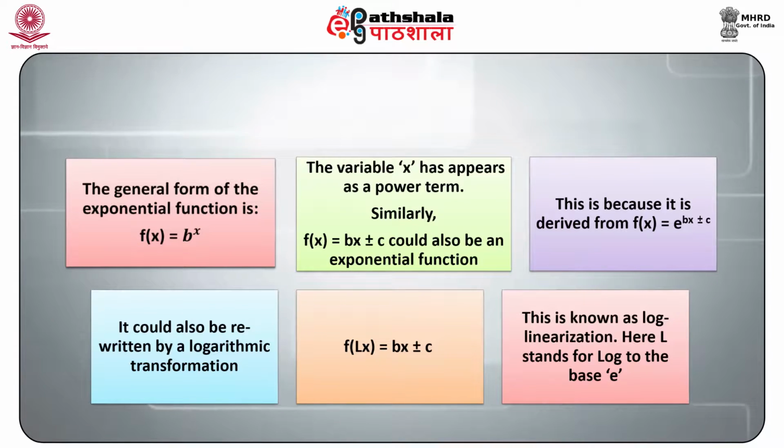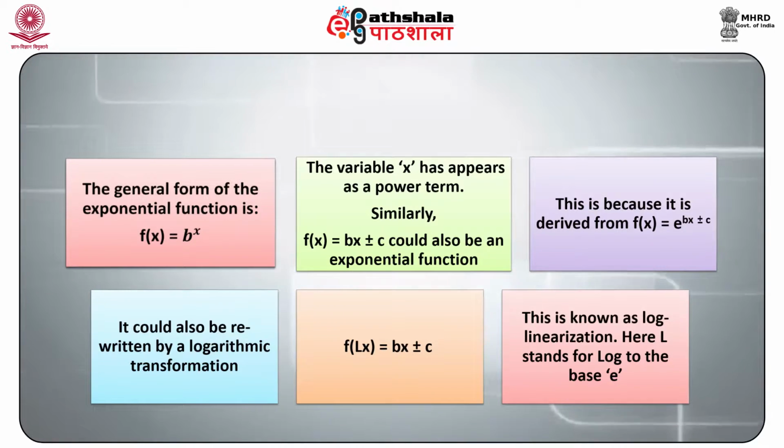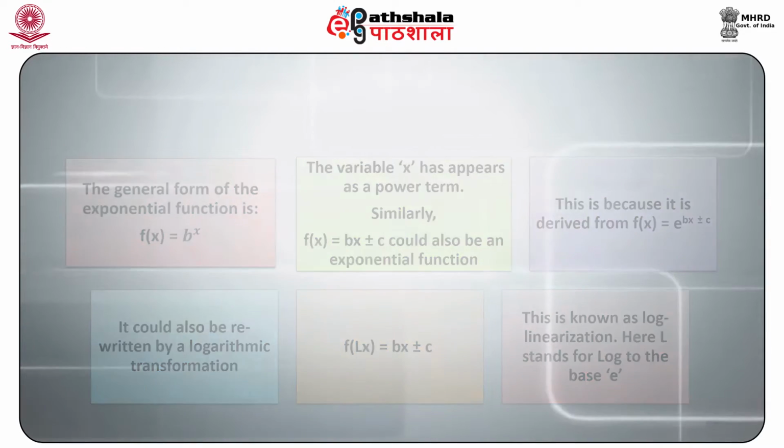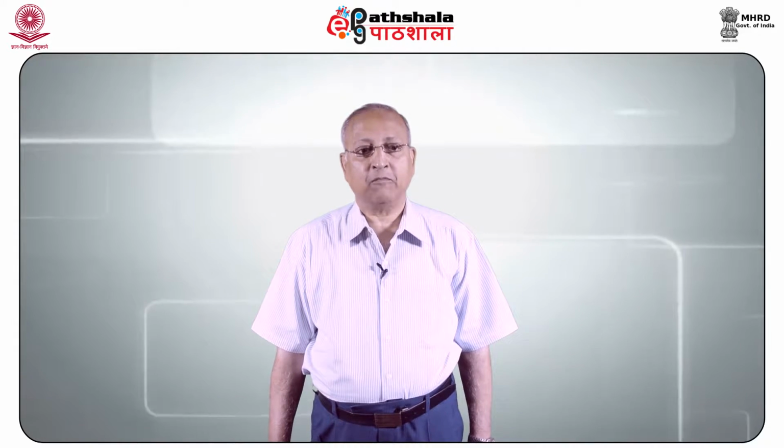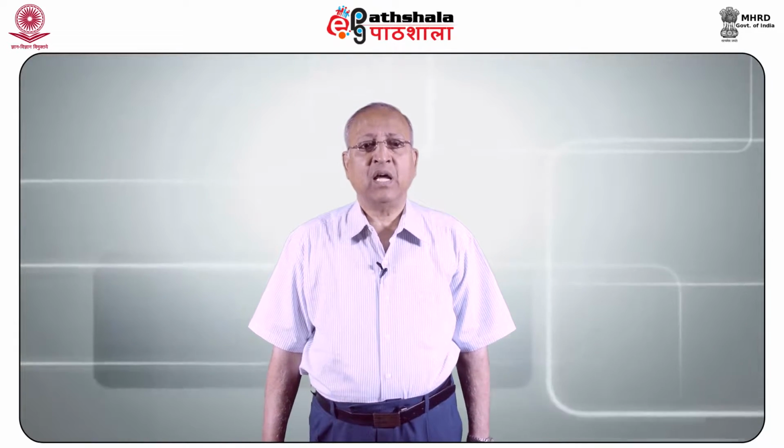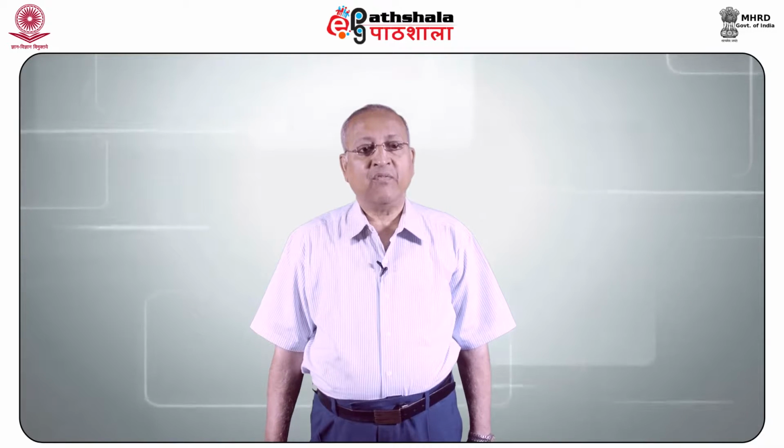That is, when we take the log of both sides of the equation, then the right-hand side becomes a linear function, and this is known as log linearization. Here L stands for log to the base e and not log to the base 10. Exponential functions are generally classified as growth functions. They are characterized by the fact that they can capture growth rates directly.